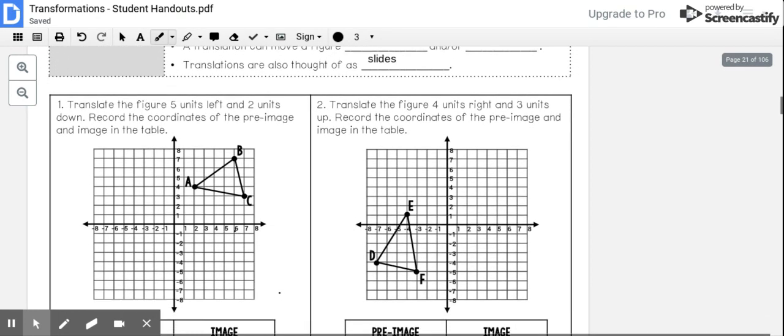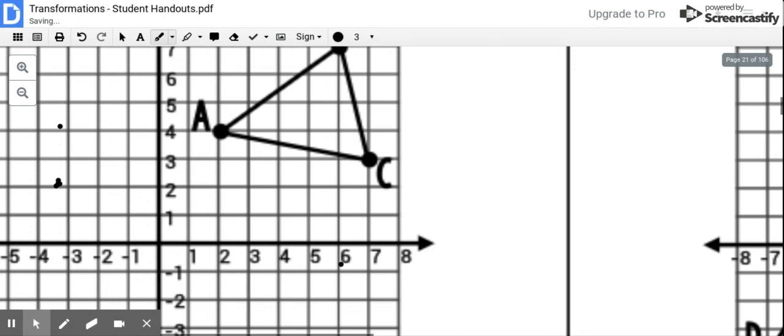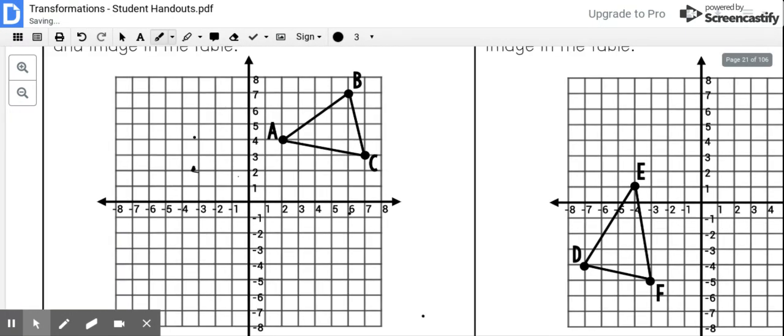Okay, so we're going to go 5 to the left and 2 down. And it doesn't matter which one you go first. So I'm going to go 5 to the left with A. So 1, 2, 3, 4, 5 puts me here. And then 2 down puts me right here. And it's so hard to make this thing make a dot for some reason. Okay, well, it's right there. And that will be A prime.